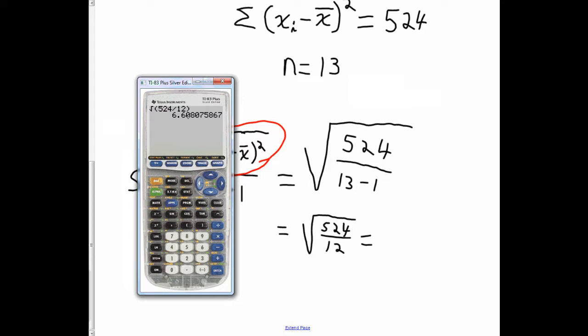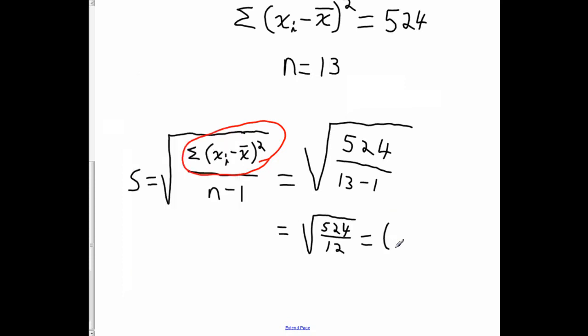Because the original data set contained just point totals, which were whole numbers, we're just going to round to the tenths place, the first place after the decimal. We're going to say that the standard deviation for this data set is 6.6. So the average deviation of LeBron James's points per game is 6.6 points. So there you have it. We've calculated our first standard deviation.